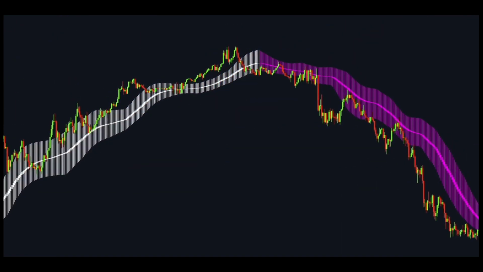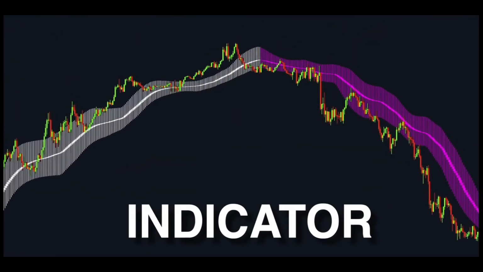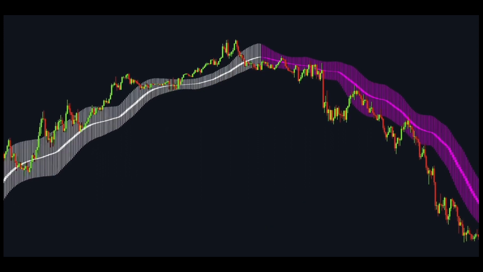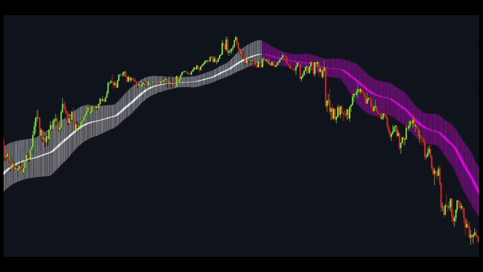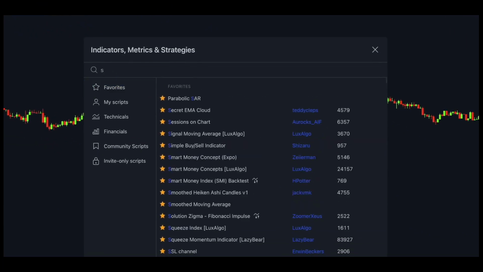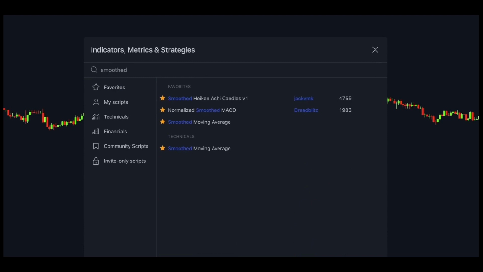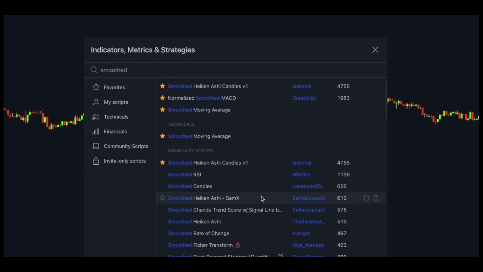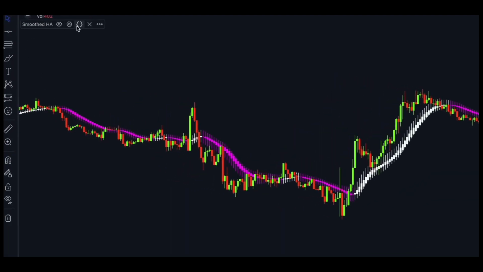To address this issue, the smoothed Heiken Ashi indicator can be employed, which displays smoothed Heiken Ashi candlesticks in conjunction with the price action. The way we can add this indicator to the chart is by clicking on the Indicators menu and typing Smoothed Heiken Ashi. Select the indicator made by SamX. Now let's open the indicator's inputs.